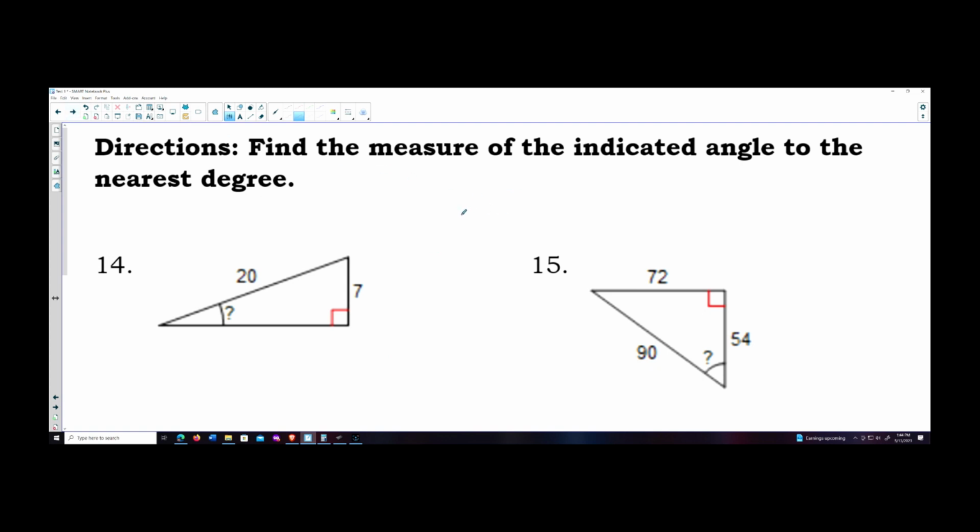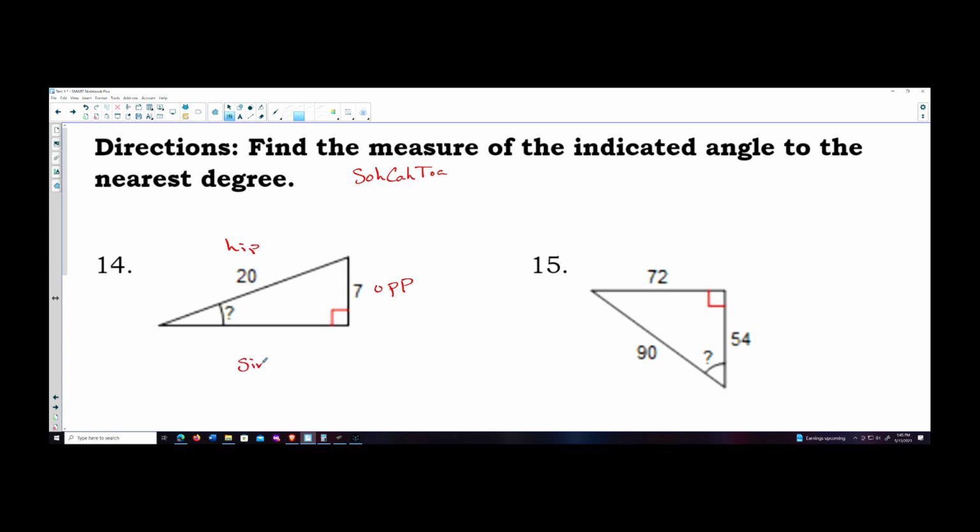Here we go. Now we have to find the angle. And we're going to still use the trigonometric ratios. We want to solve to the nearest degree, so we want to leave the angle in the nearest degree. So I'm going to write my SOHCAHTOA right on top there. Identify what I have. I have the hypotenuse and the question mark, which is the angle I'm looking for. 7 is the opposite, 20 is the hypotenuse.